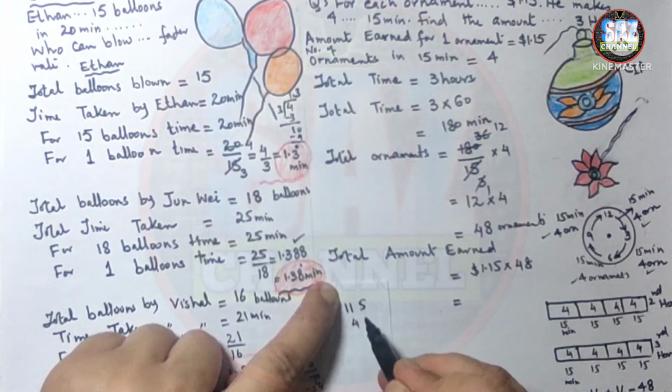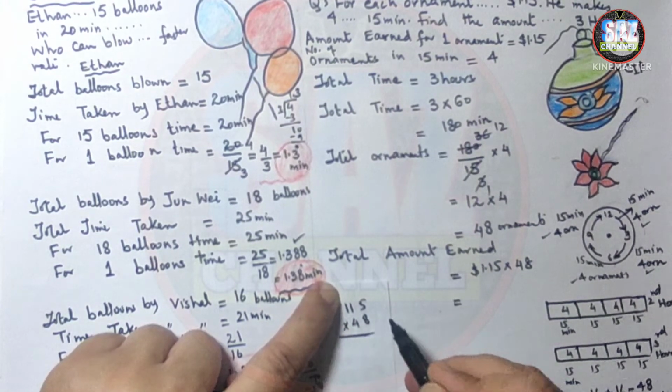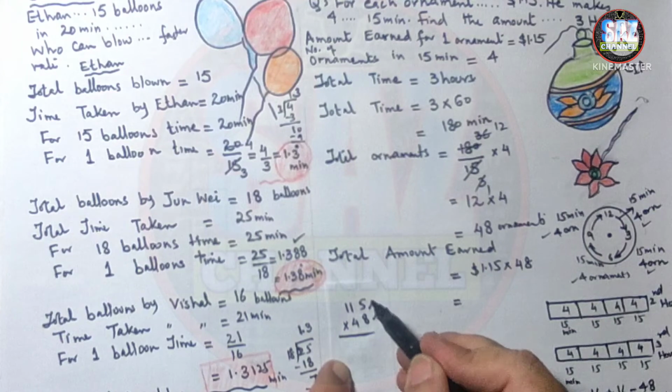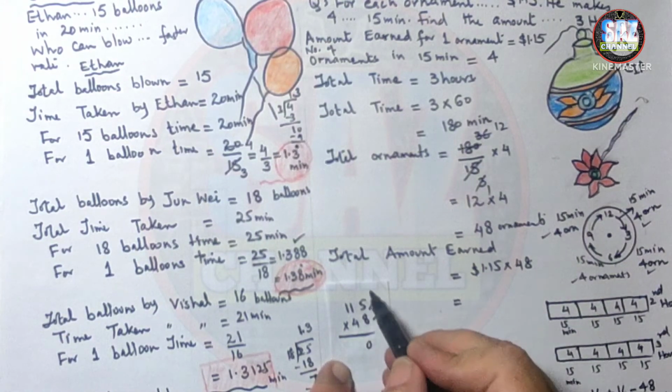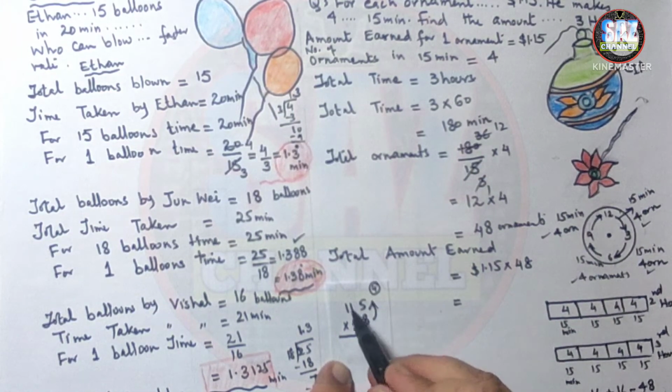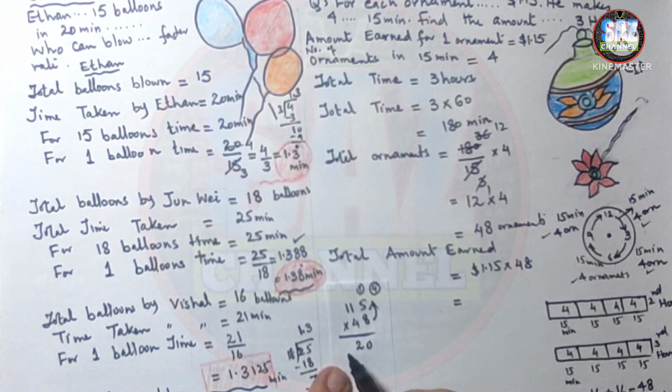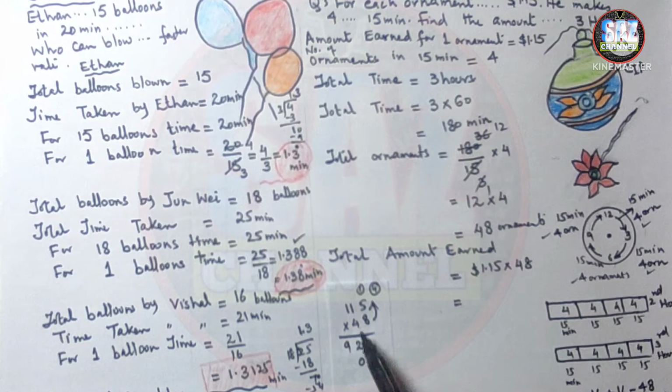115 times 48. Tables have to be really strong. 8 5s are 40, 0. 8 1s are 8, and 4 is 12. And then 8 1s are 8 and 1 is 9. And then 5 4s are 20. 4 1s are 4, and 4 1s are 4, and 2 is 6, and then this is again 4. This is 0, 2, 9, and 1 is 10, and 5 is 15, and this is 4 plus 1, 5.